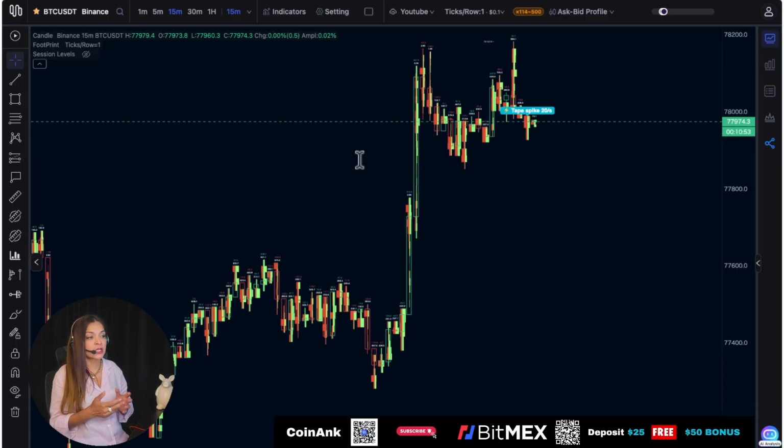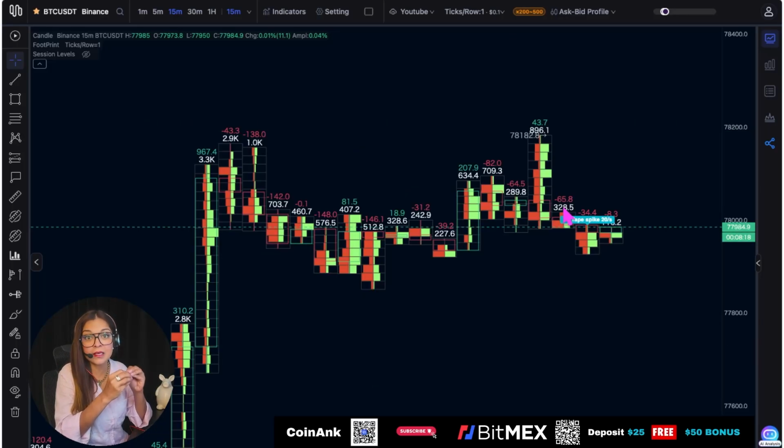Before we begin, what exactly is a footprint chart? Well, instead of seeing just the open and the close of a candle, what we're actually seeing in the footprint candle is the actual number of contracts traded at each specific price level. It's the ask or the split between the buys and the sells.